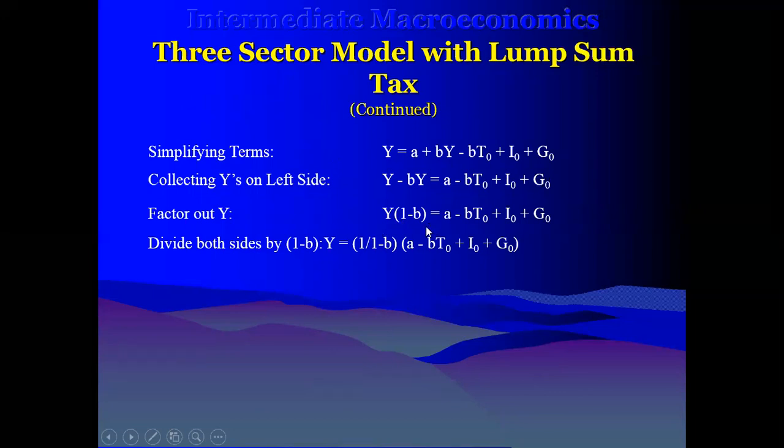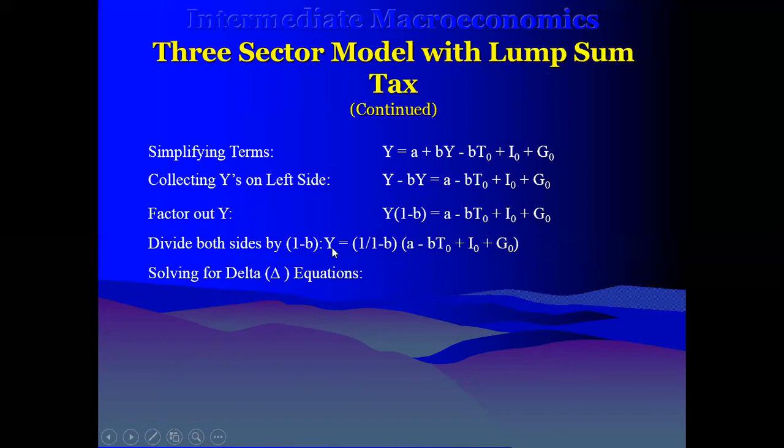You've done all these things before, right? Yeah, so these are just things that you already know. Just that here we'll be adding those policy items just to know what is going to happen in the economy. So we are getting our Y star to be what? Y star is equal to 1 over 1 minus b times A minus bT0 plus I0 plus G0. So we call this portion, from A to the G0, the autonomous expenditure.